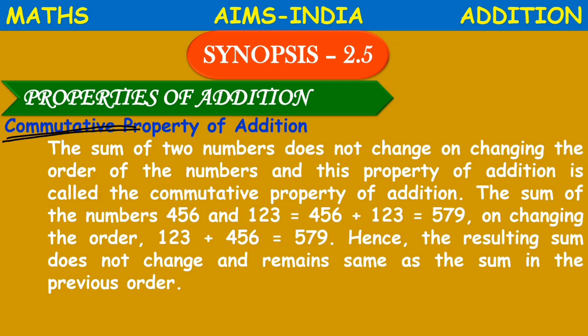Like, see, we are having these two numbers here, right? Two numbers 456 and 123. Now when we add these two numbers 456 and 123, we will get the answer of 579.